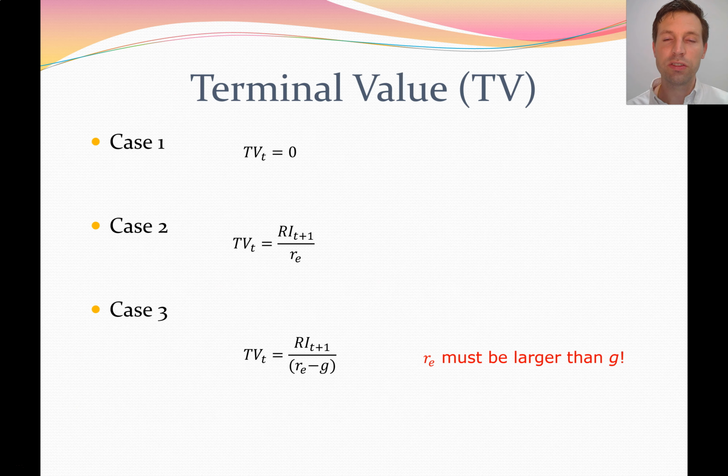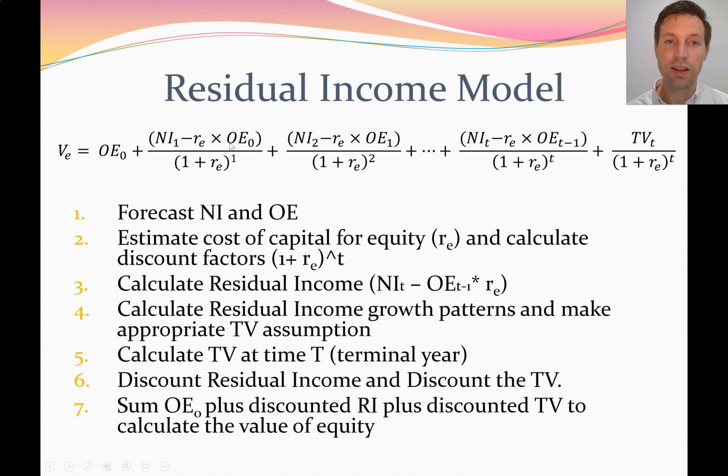So after I've explained the residual income model in that prior slide, the main thing that is still uncertain will be the terminal value calculation. So the terminal value can be calculated three different ways. The first case is the terminal value is just equal to zero. So in this formula, we've got our discounted residual income for however many years we forecast. Then after our forecast period, we say our terminal value is going to be zero.